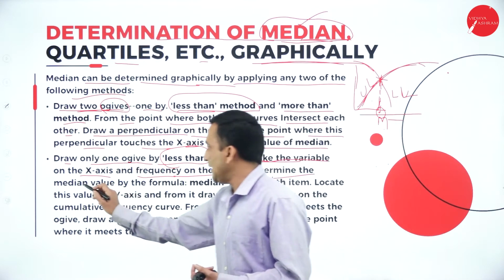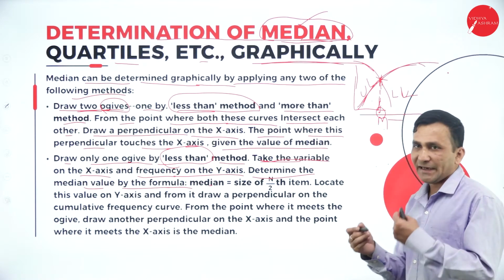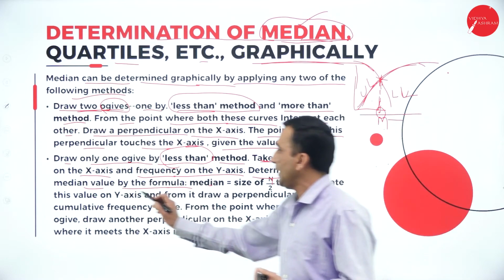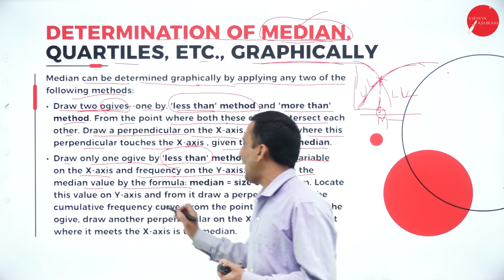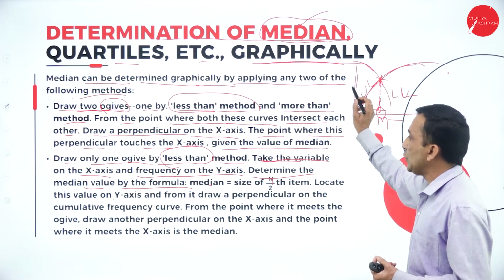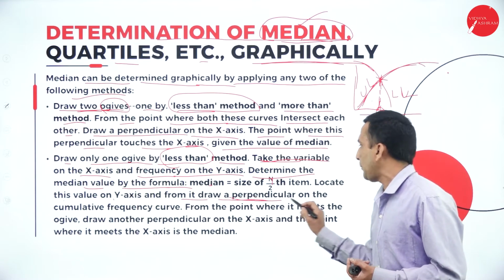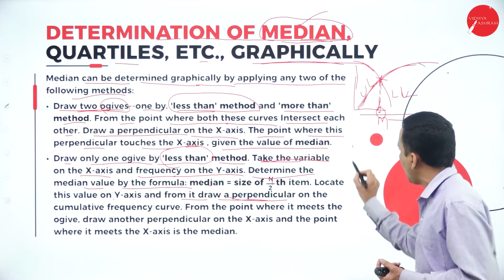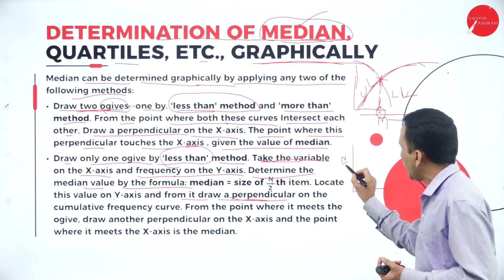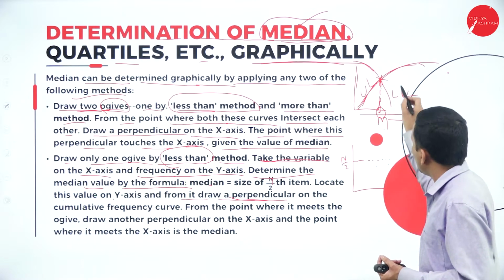Determine the median value by formula. You know the formula: n by 2. Locate the value you get after calculating n by 2 on the y-axis, and from it draw a perpendicular line. After calculating n by 2 you get some value, and the dotted line will be extended till the graph.